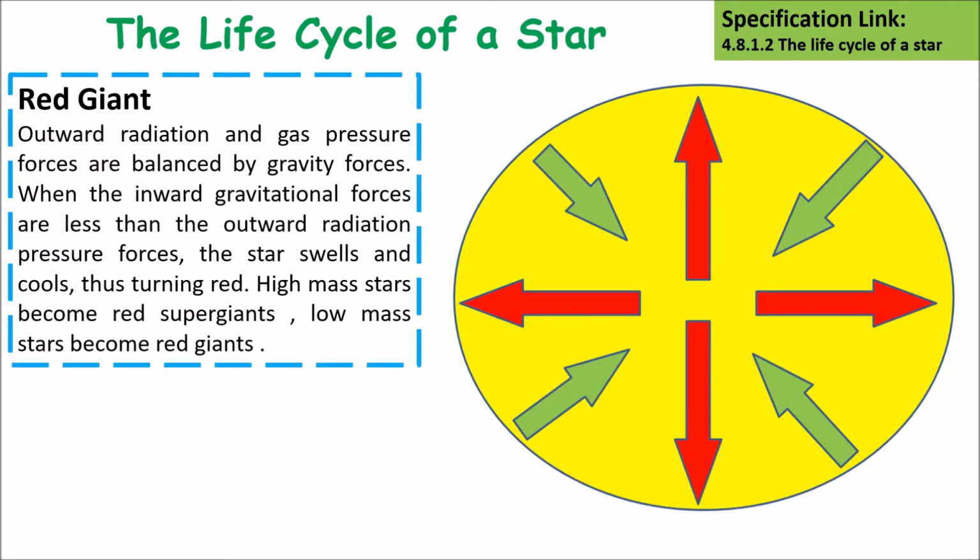Outward radiation and gas pressure forces are usually balanced by gravitational forces. When the inward gravitational forces are less than the outward radiation pressure forces, the star swells and cools, thus turning red. The high mass stars become red supergiants, low mass stars just become red giants.